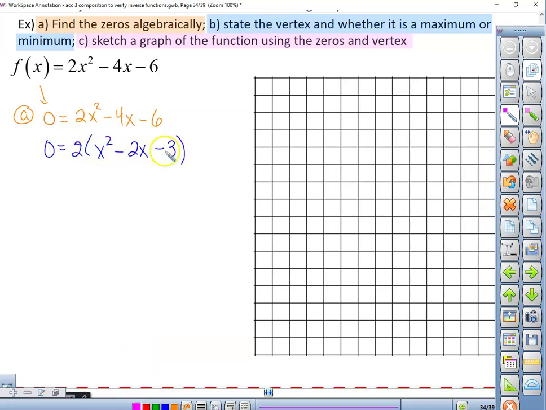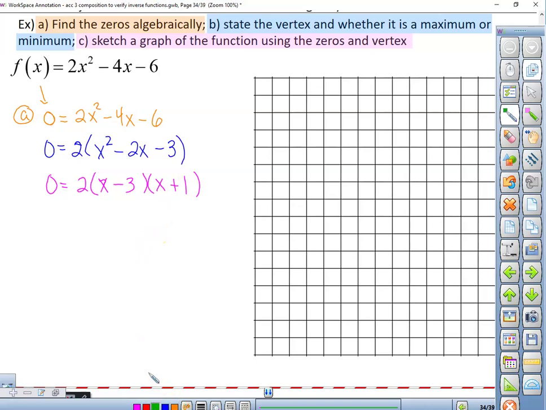And then we should factor our trinomial into 2 binomials. So now we have 0 equals 2 times the binomials, and our binomials will be x minus 3 and x plus 1. We can check that using our distributive property. x times x is x squared. This is negative 3x plus 1x, which is negative 2x, and negative 3 times 1 is negative 3.